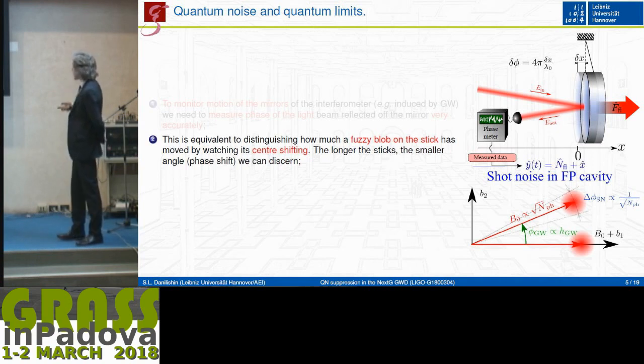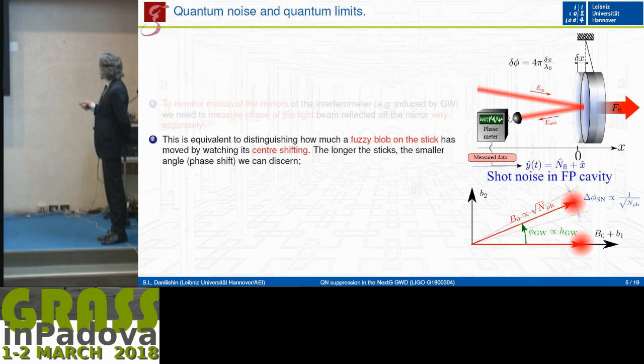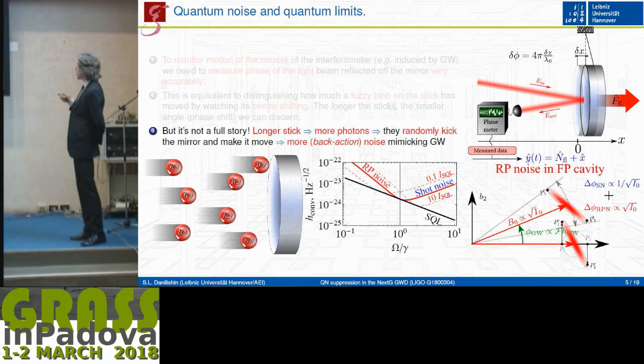So what is actually the recipe for doing it better? Apparently, you can discern smaller angles if the stick, or the amplitude of the laser on which this blob is sitting, is long enough. Basically, you need to increase the power or the amplitude of the light impinging on the mirror, or at the same time, increase the number of photons hitting the mirror. And by this, you can decrease what is called shot noise. Okay, but unfortunately, that is not the whole story.